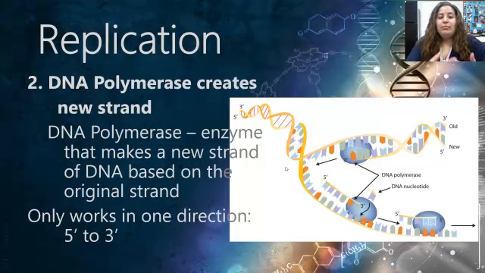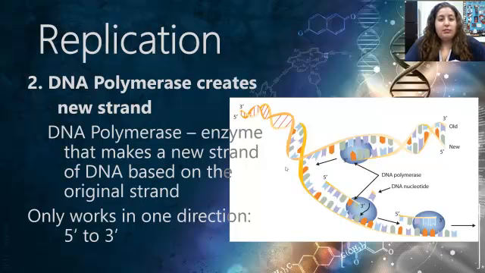Second, we have to make our new strands. And we do that using an enzyme called DNA polymerase. So now we have two separate strands of DNA because DNA helicase separated them. And we're going to have DNA polymerase come in and add free nucleotides to that strand by matching the bases, A with T and C with G. The only problem with DNA polymerase is that it only works in one direction.